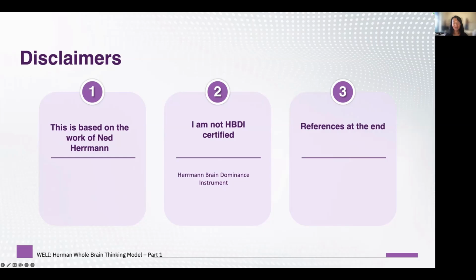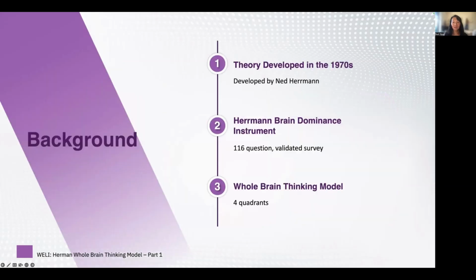I first came across this model at a leadership workshop that I attended many, many years ago, and it's something that has stuck with me over the last decade or so. So I still find it quite useful in some of my work. As I said, the theory for this was developed in the 1970s, and it's based on the Herrmann brain dominance instrument, which is a survey that consists of 116 questions. People complete it, and then they get a very detailed assessment of what particular quadrant they belong in. And that's the basis of the model.